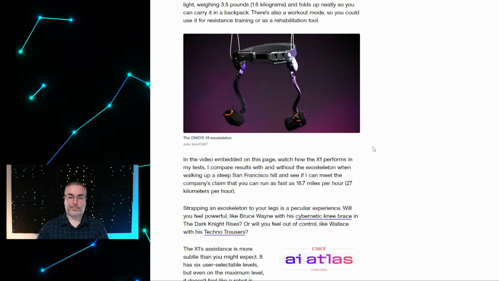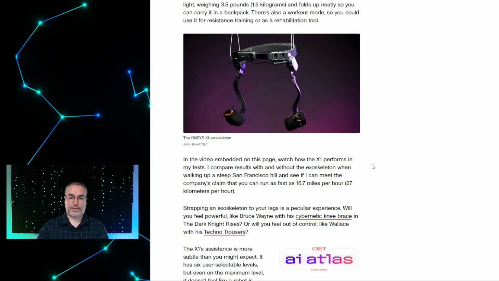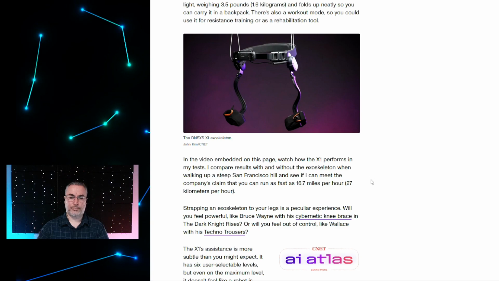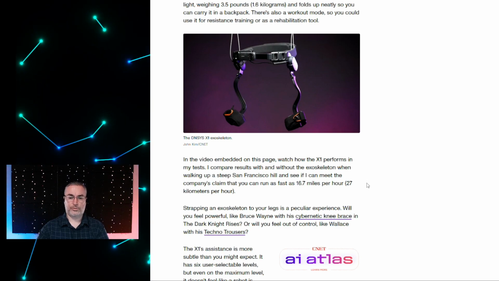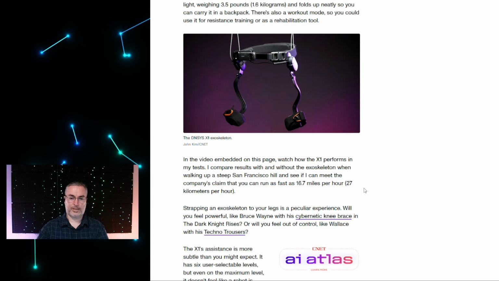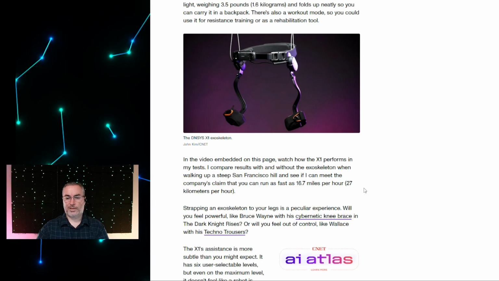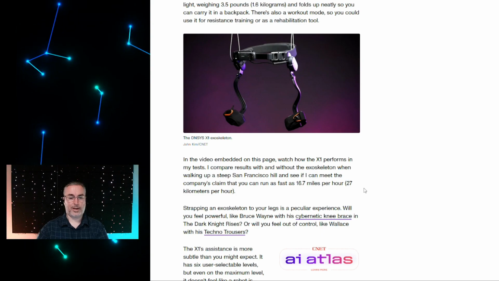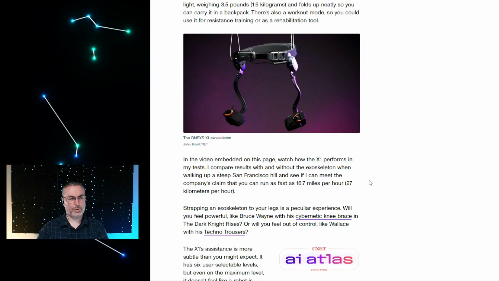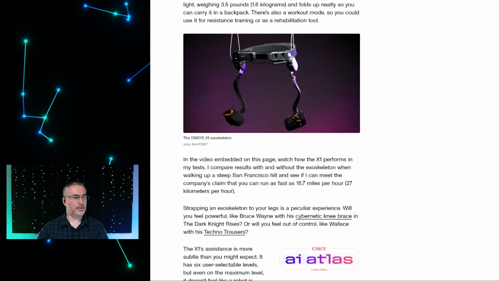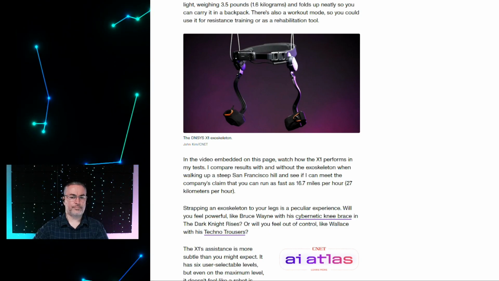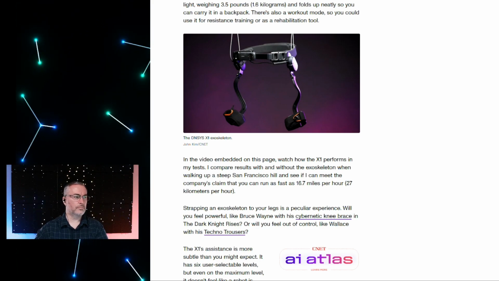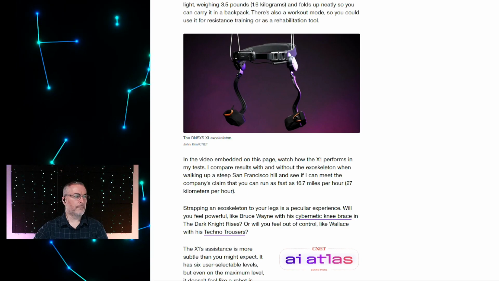Yeah, exactly. So in the video embedded on the page, you can watch how the X1 performs in their tests. They compare results with and without the exoskeleton when walking up a steep San Francisco hill, and see if they can meet the company's claim that you can run as fast as 16.7 miles per hour. Wow. Isn't that twice as fast as a sprint? That is very fast. I don't think humans can run that fast.